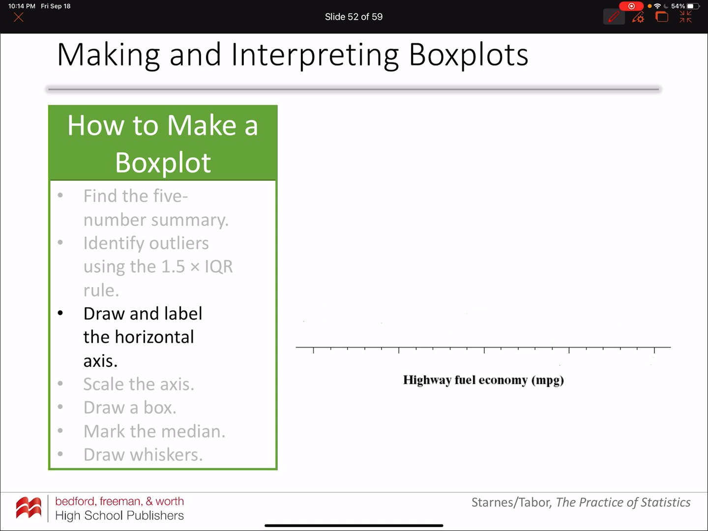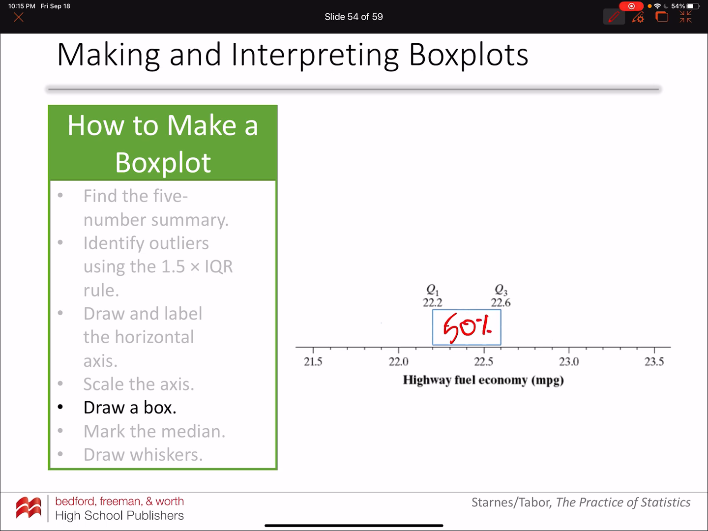Now is when you actually start drawing. Do not skip this step. Do this first: make a horizontal axis and label it with units that make sense. Don't just go from 0 to 100 or whatever. In this case, we're talking about very specific numbers. Just get the numbers down. Make sure you go from at least the minimum to at least the maximum. Then you draw a box right around Q1 and Q3. This is the box in the word box plot. It's the box that actually contains the middle 50%.